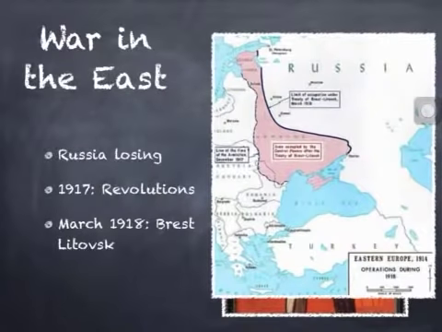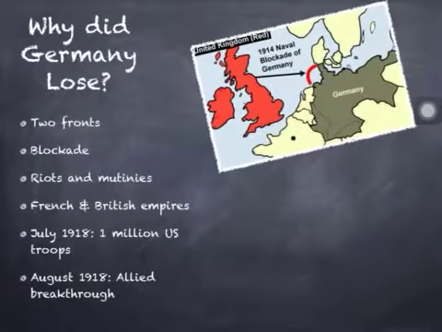You can see in the picture there, the pink areas are huge areas of land that Russia ceded to Germany in the treaty. It lost a lot of land, population, raw materials and resources, so a harsh treaty imposed on Russia. Why did Germany lose?